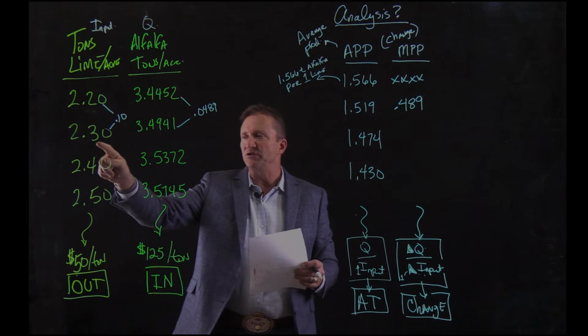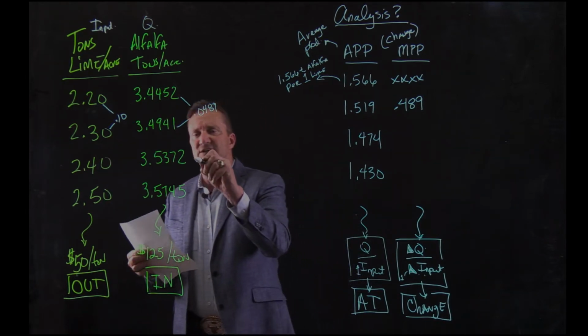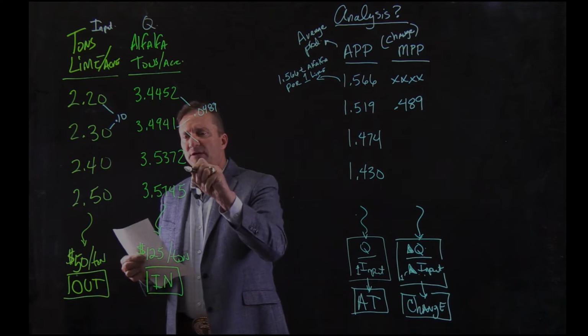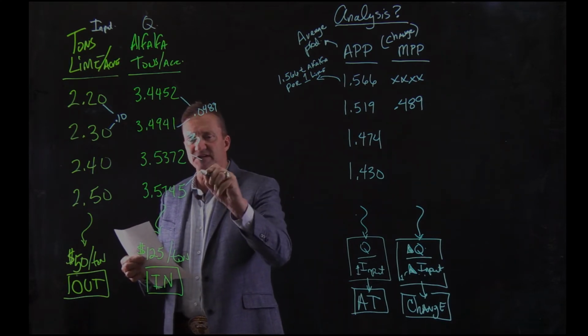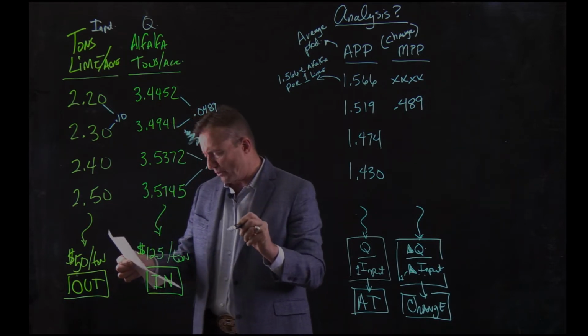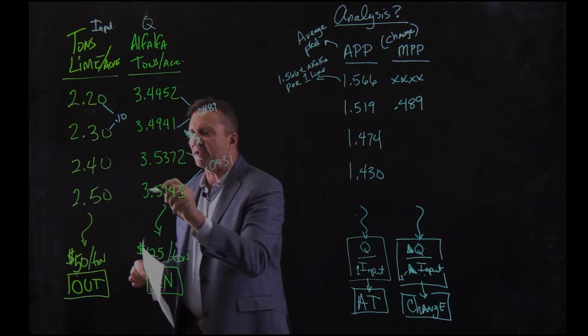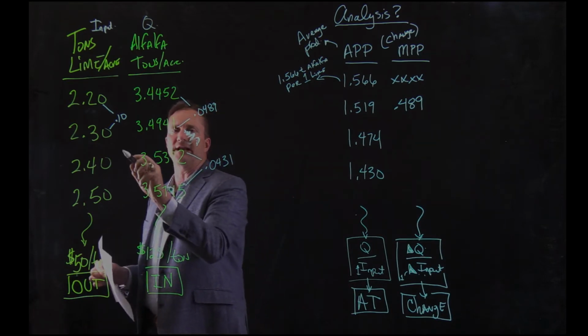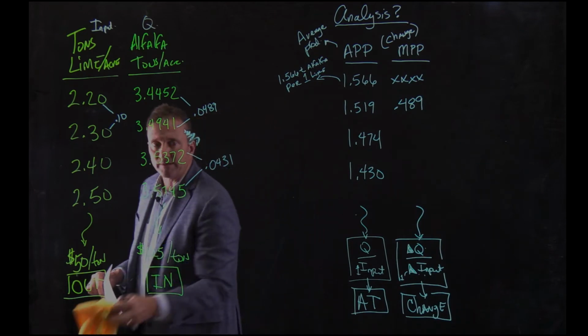Now, if we keep going 2.3 to 2.4, that gives us a change, again, from this level to this level. That's going to be a 0.0431. Same deal here. We're looking at, oops, I messed up. Sorry about that.